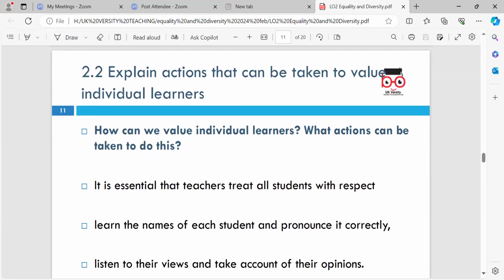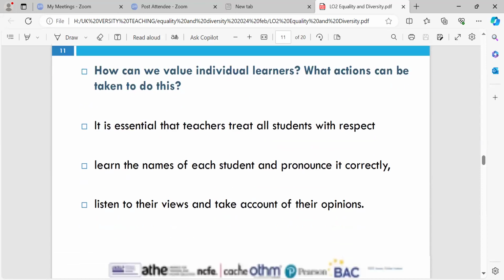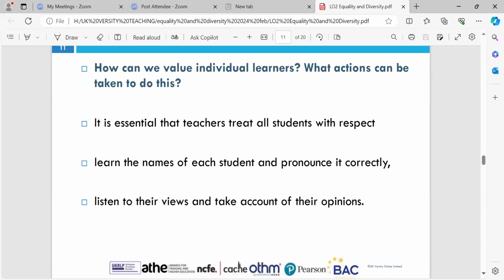2.2, explain actions that can be taken to value individual learners. It's really important as a teacher that you treat all learners with respect as well, listen to their views and take their opinions into account, because learners feel privileged if you do that. If I listen to a learner whilst I'm teaching them and I've taken on board what they've said, they actually feel like they've accomplished something, and they feel valued, which is really important.